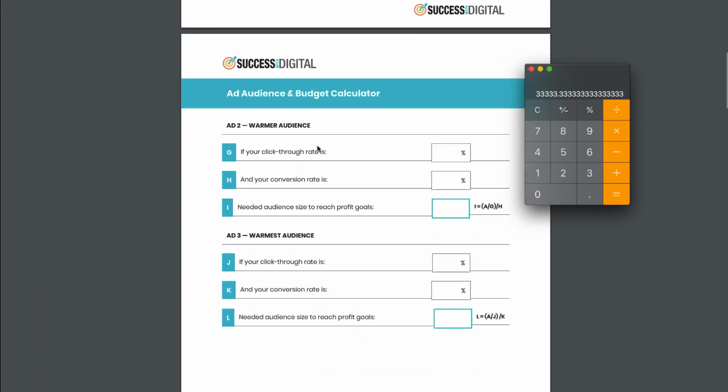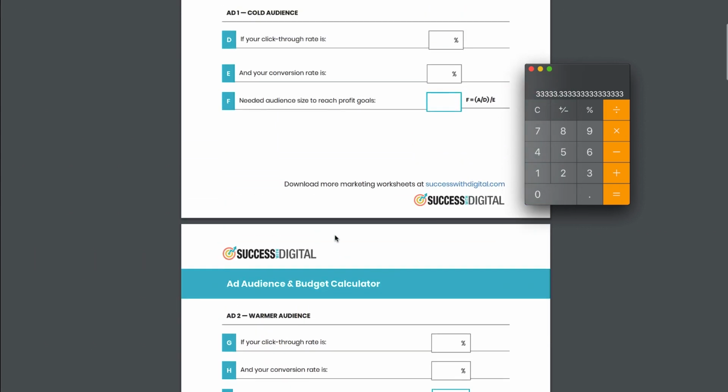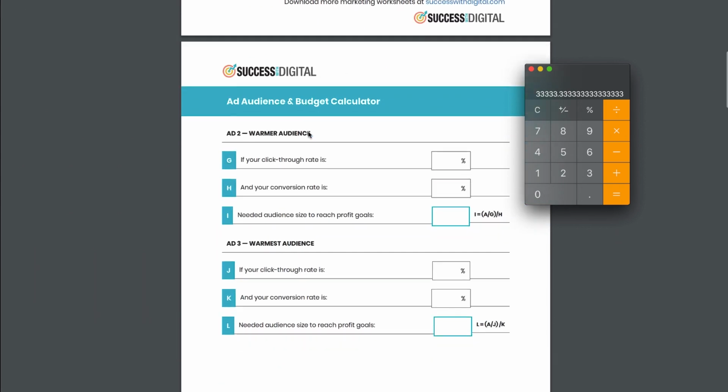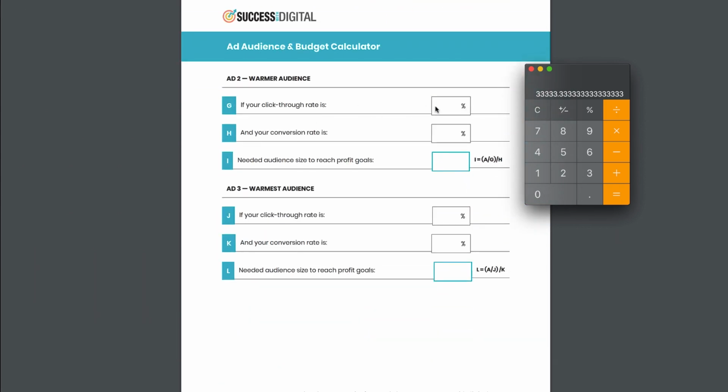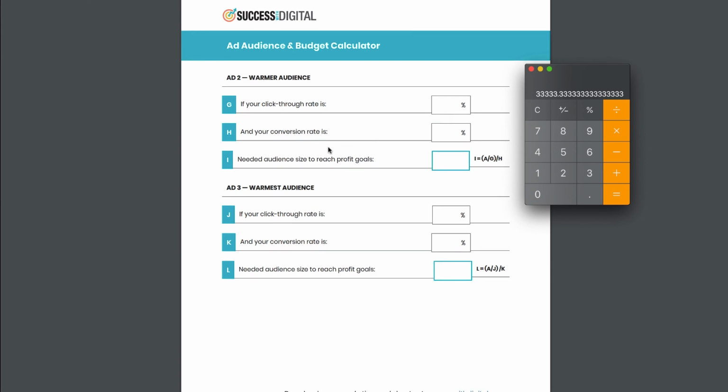And so you would go through and do this for each type of audience. Now, the thing with warm audiences and hot audiences in comparison to cold audiences, the difference is that they typically have a higher click-through rate, and then they also have a higher conversion rate. So you'll have to figure that out for yourself, or set baselines in terms of what you want to see as a click-through rate and a conversion rate, and it'll help you look at the needed audience size.